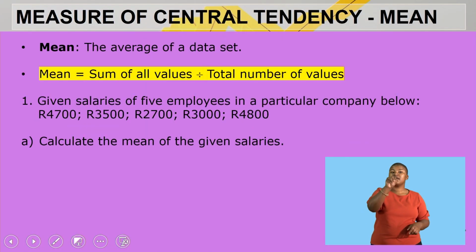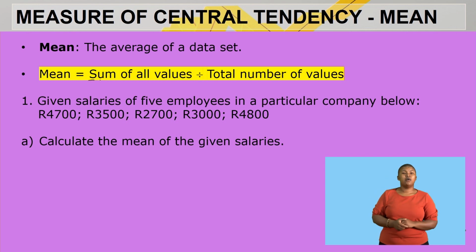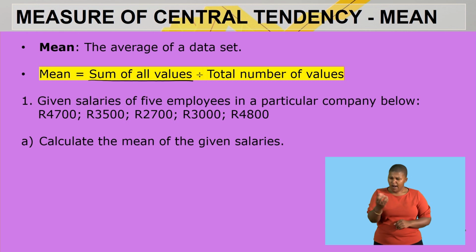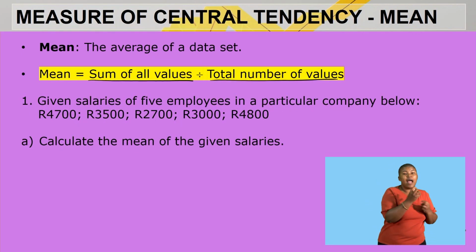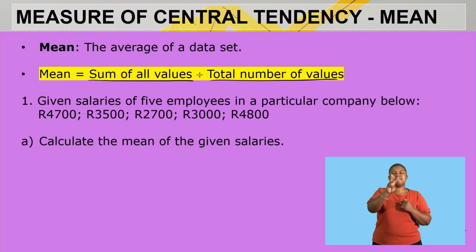Welcome back. Now let us continue by looking at our first concept, which is mean. When we talk of mean, we talk of the average of a data set. How do we calculate the mean? We simply take the sum of all values in a data set. When we talk of a sum, you'll be adding all the values, dividing by the total number of values in a data set. That's when we talk of a mean, or it can be said to be an average on a data set.